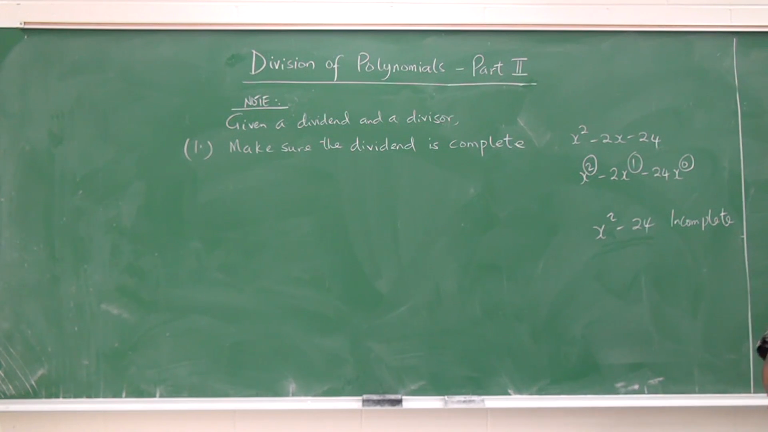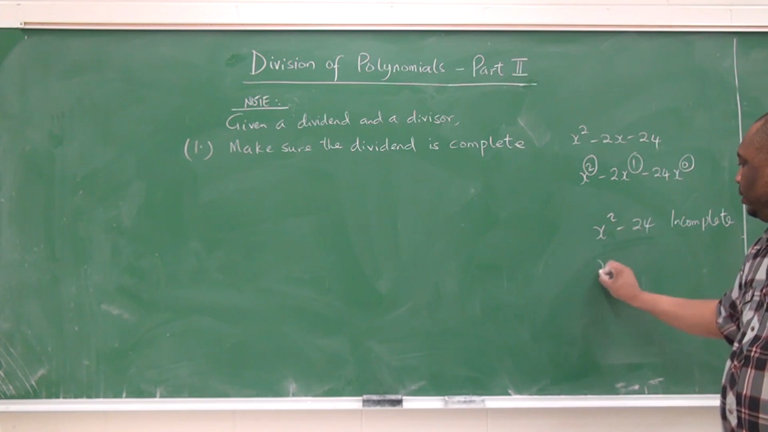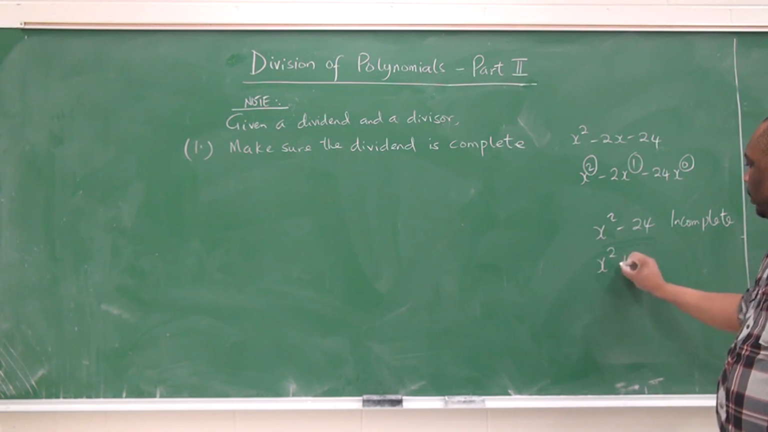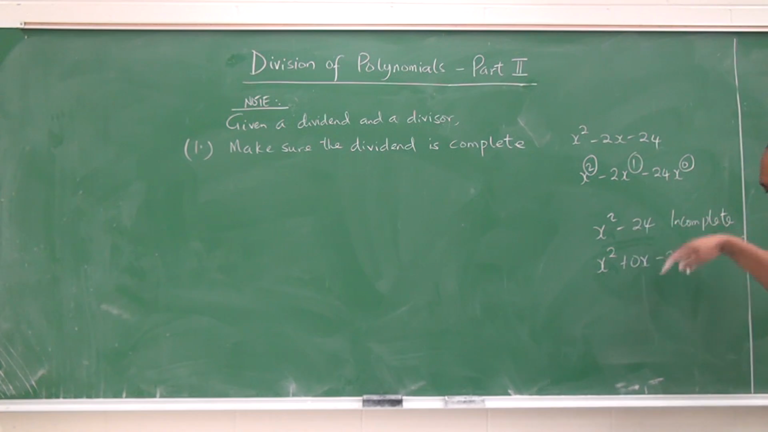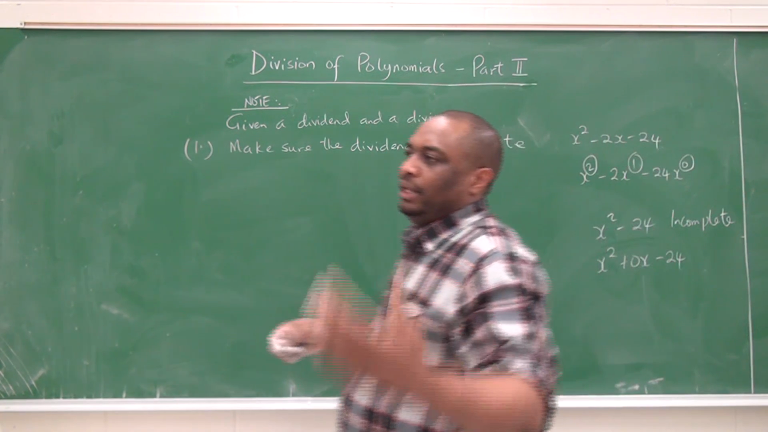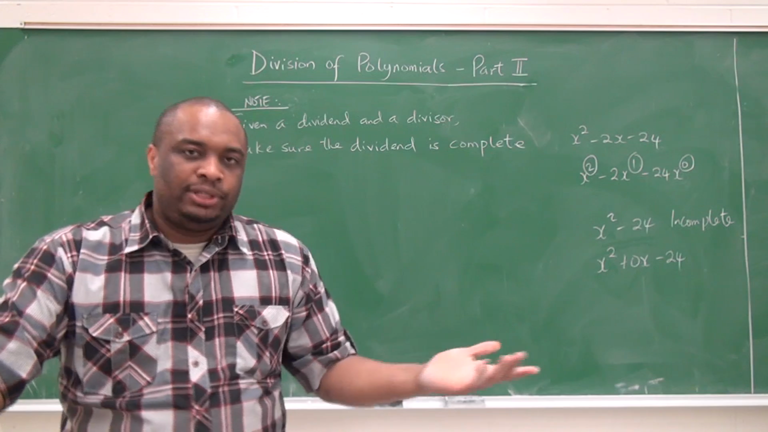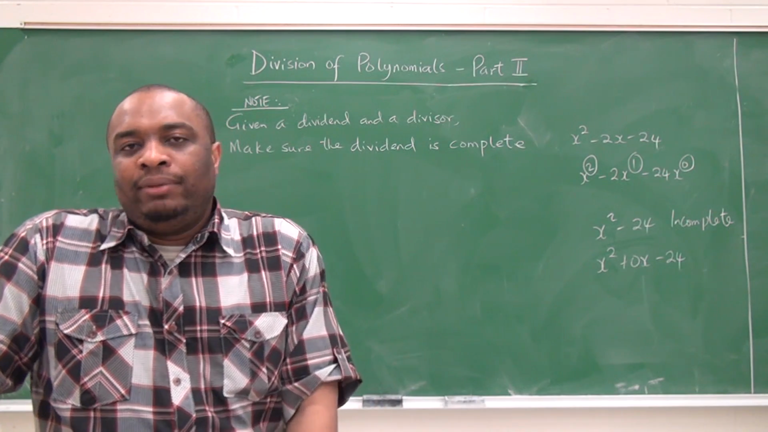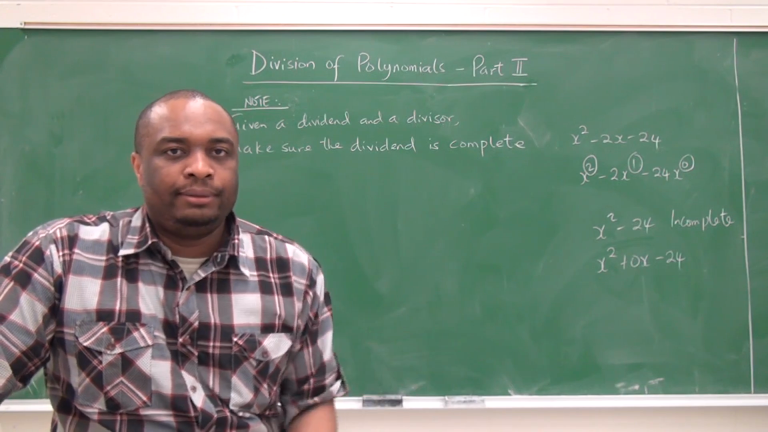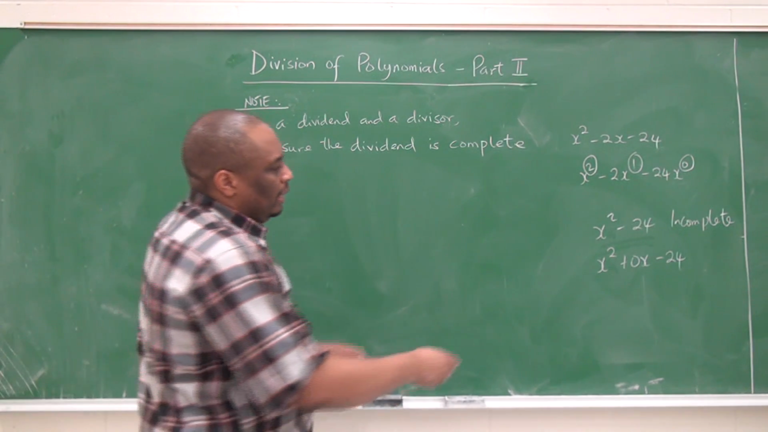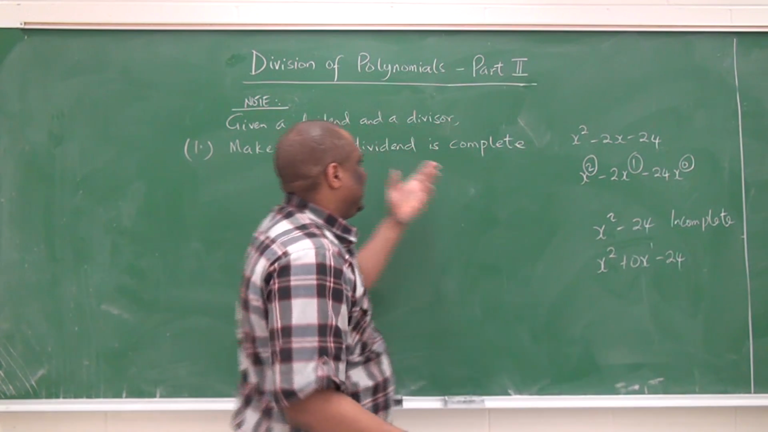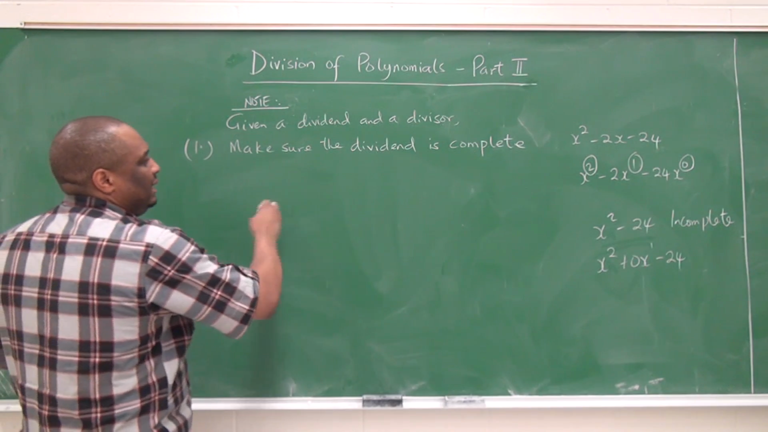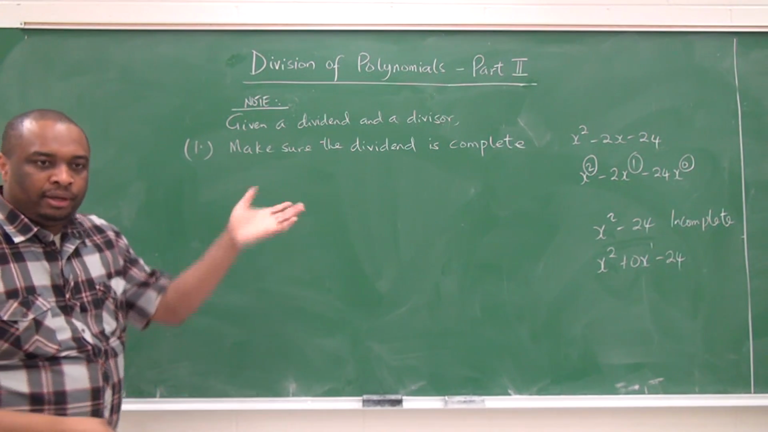Make sure the dividend is complete. If it is not complete, then complete it by adding zeros. Here you can now say x squared plus 0x minus 24. You know that the 24 is a constant because it is assumed that x is raised to power 0, and anything raised to power 0 is 1. Laws of exponents, please view the videos on that. So this is 2, this is 1, and this is 0. If it is incomplete, complete it.